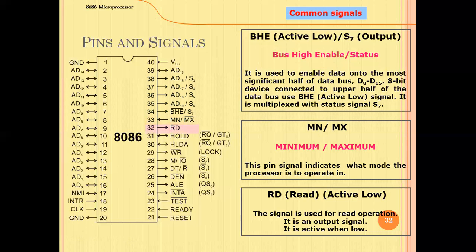This is the active low read signal to indicate whether the processor is in read position or not. To activate the reading, we should give 0 to this. This is actually the output signal.